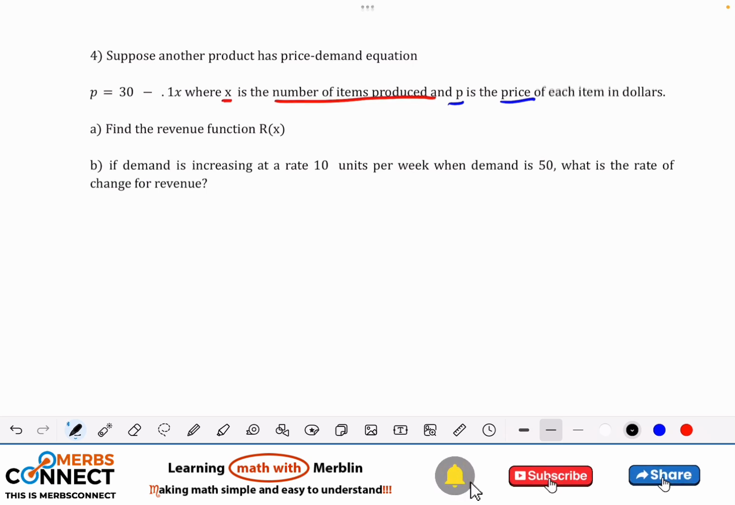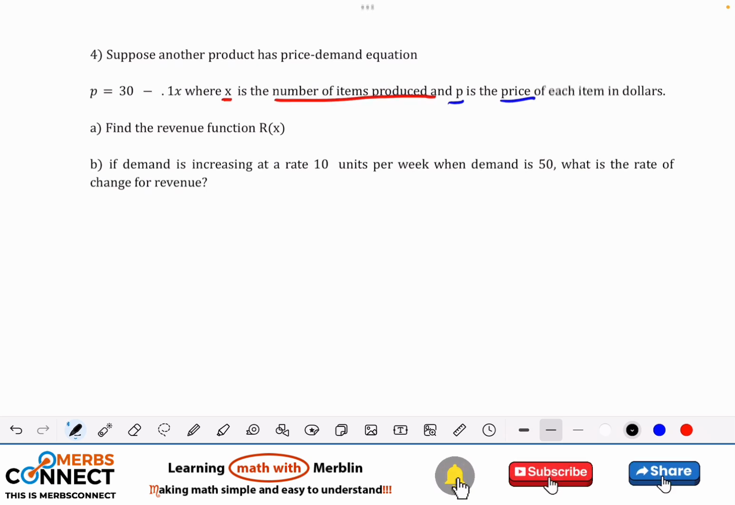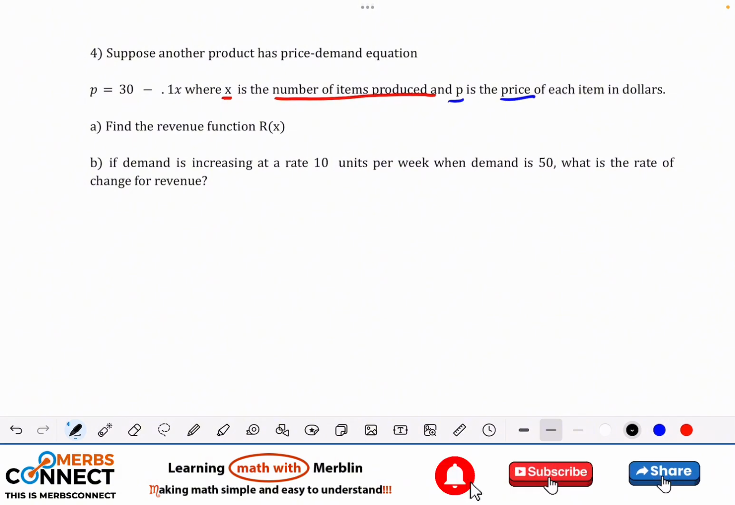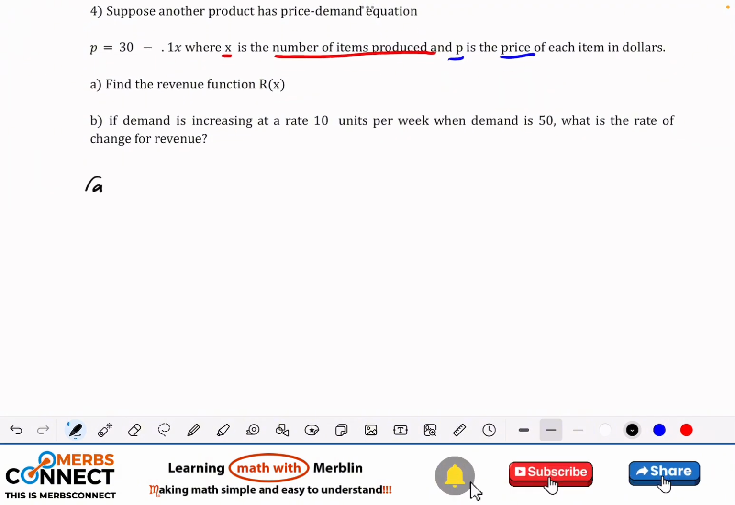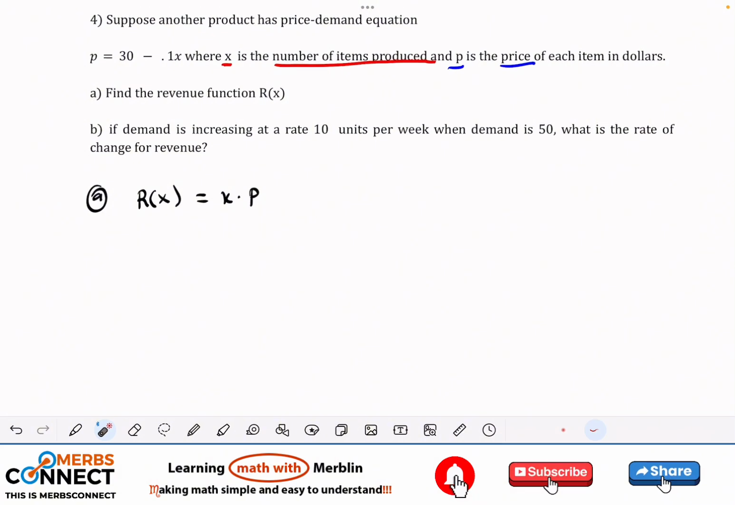find the revenue function. What is a revenue function? We know that revenue is equal to quantity times what? Price. But let's see something here. We can see that our revenue is in terms of X, so we need to make sure that this is also in terms of what? X. So it means that we need to change the P. But good, the price was given, which is P, so we don't need to do any hard work by doing substitution.